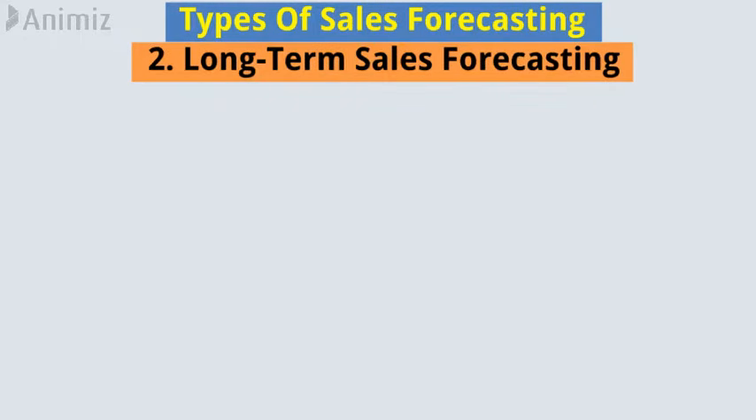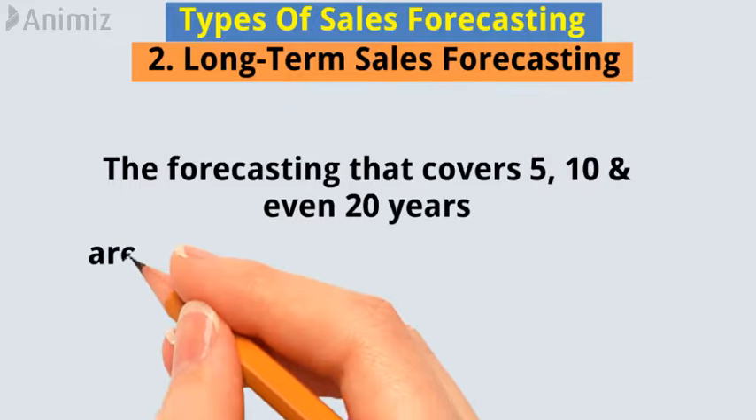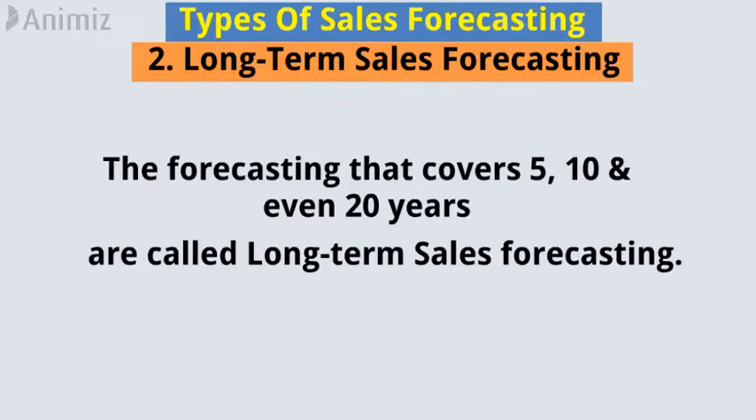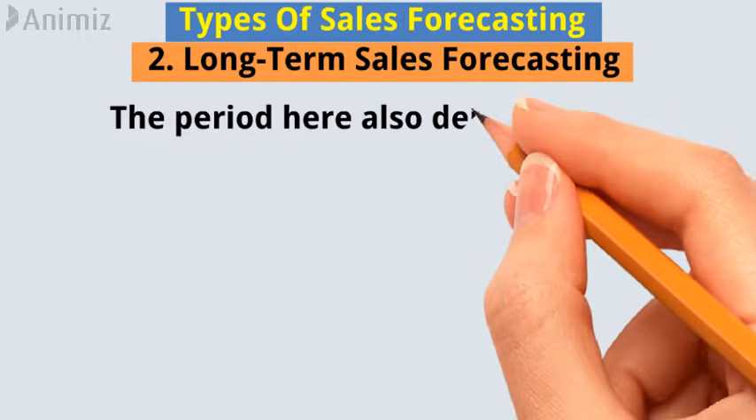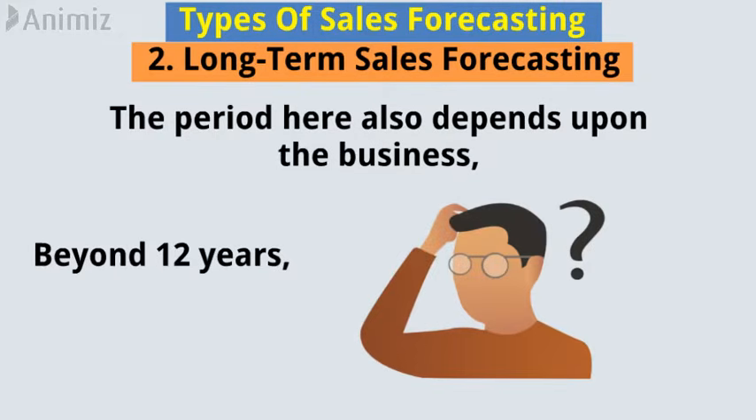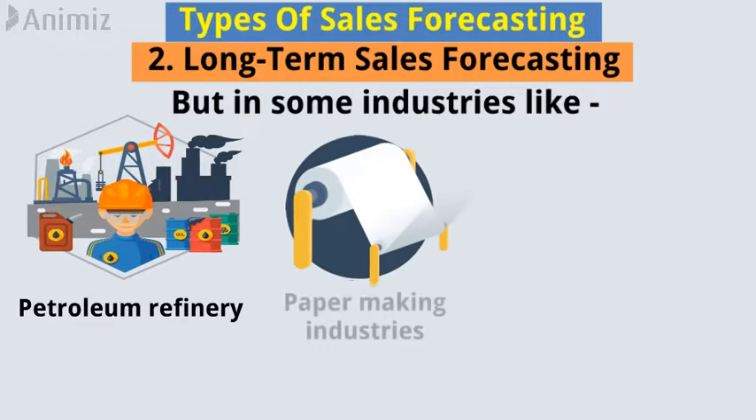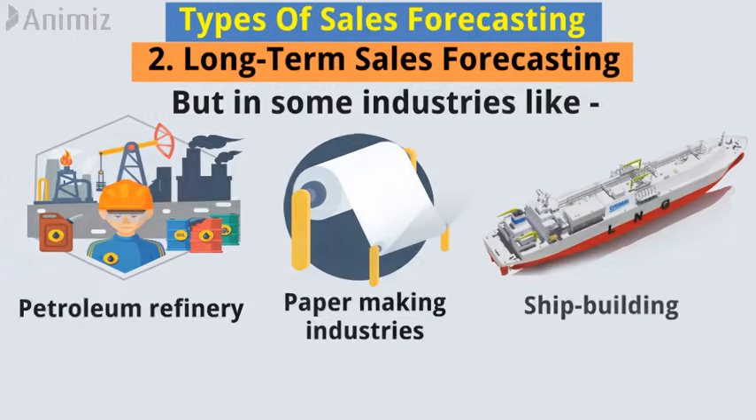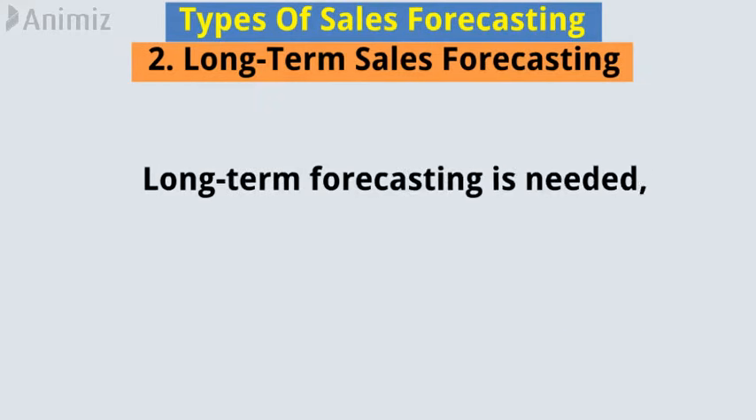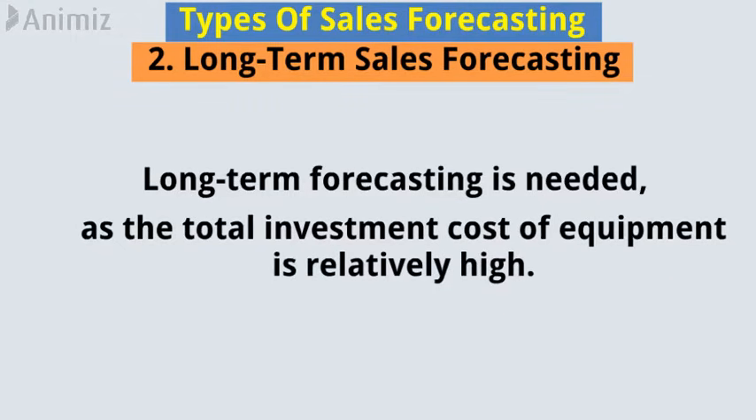Long-term sales forecasting. The forecasting that covers 5, 10 and even 20 years are called long-term sales forecasting. The period here also depends upon the business, but beyond 12 years, the future is uncertain. But in some industries like petroleum refinery, paper-making industries, and shipbuilding, long-term forecasting is needed as the total investment cost of equipment is relatively high.